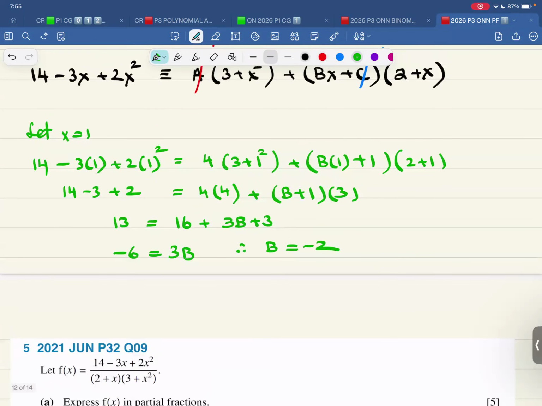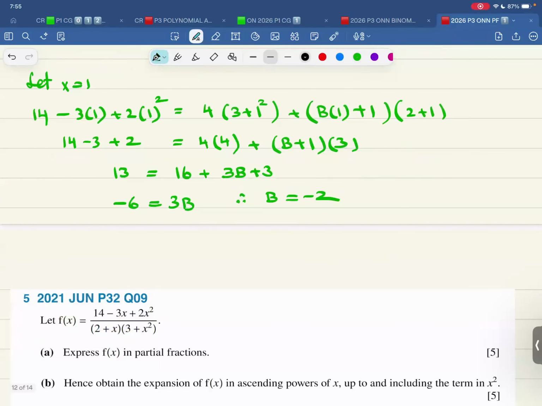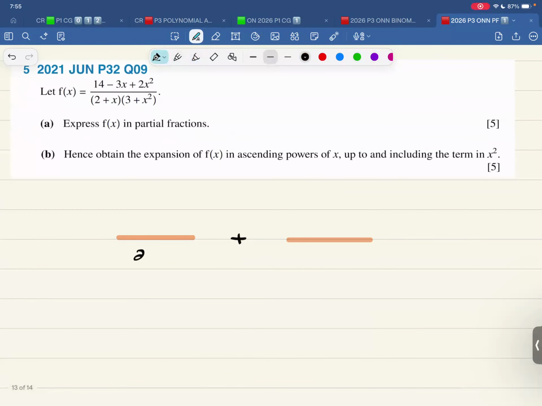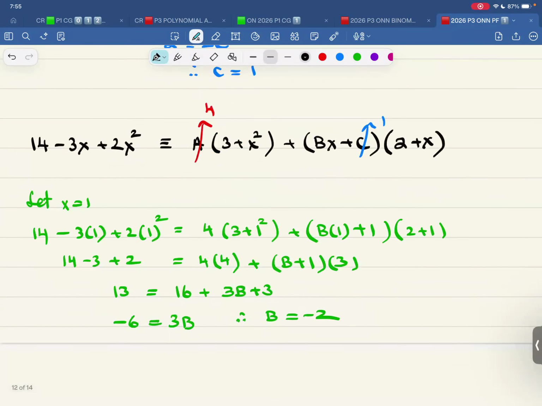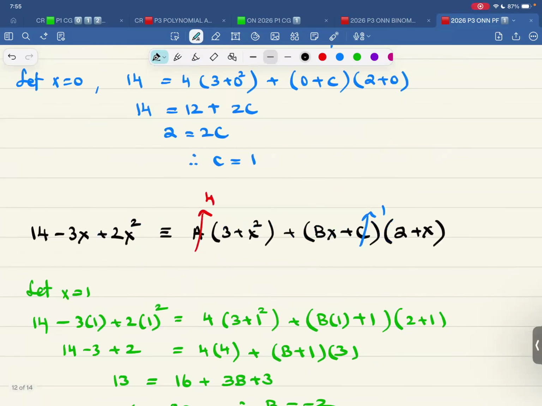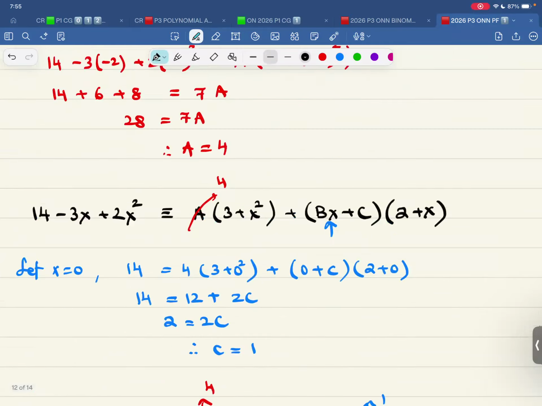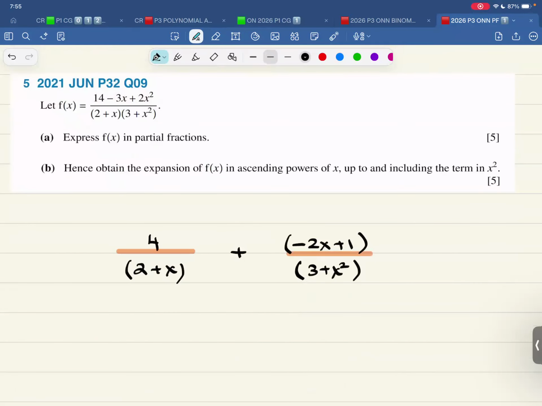So now the very final answer is this thing. Let me write the fractions. Let me put a positive sign over here. The first one has a denominator of 2 plus x. The second one has a denominator of 3 plus x squared. B is negative 2 and C is 1. So this is negative 2x plus 1. Write it in a bracket. You can also write this thing as 1 minus 2x. And the value of A is 4. That's how this is written.